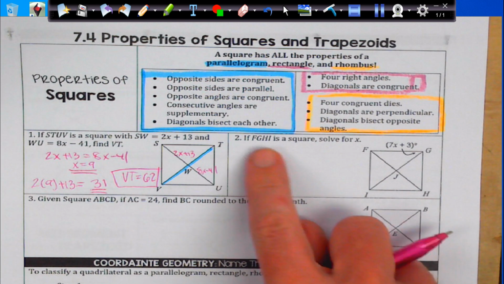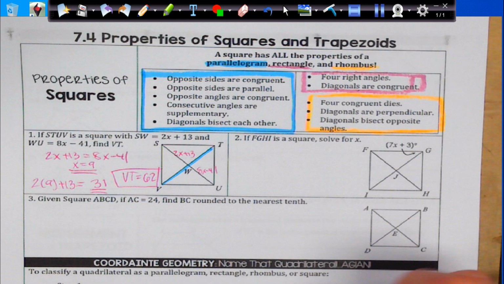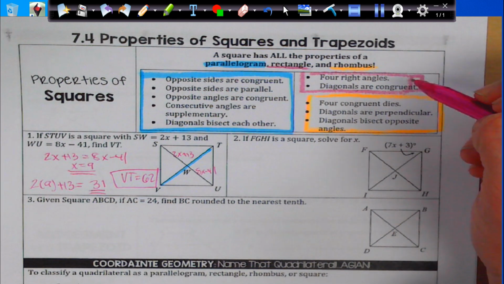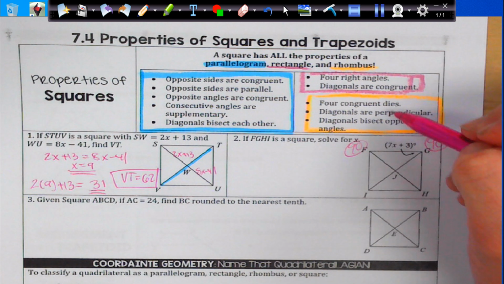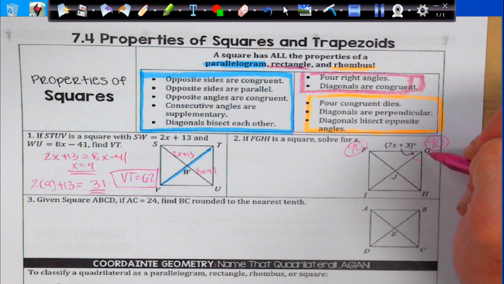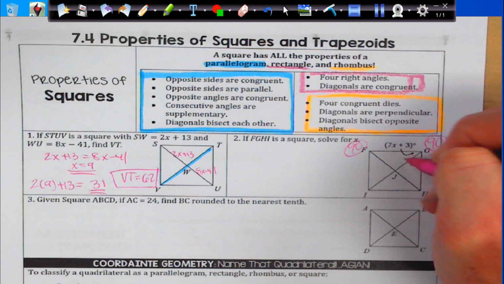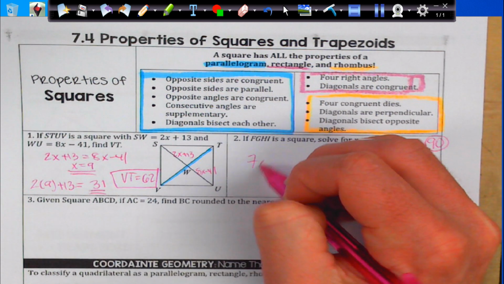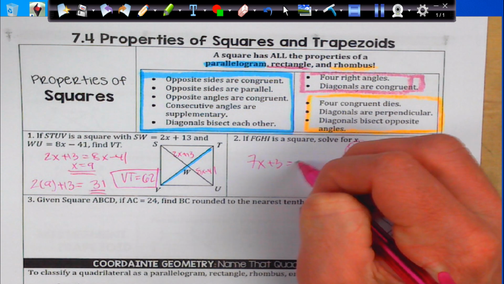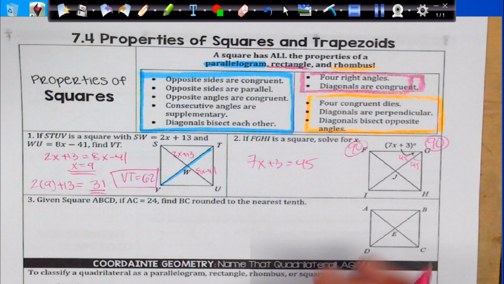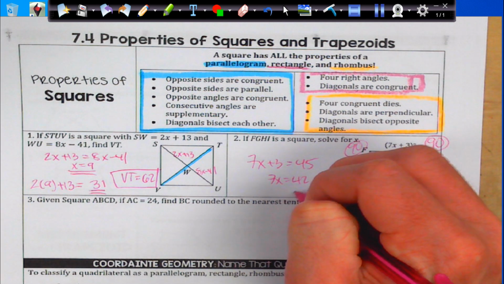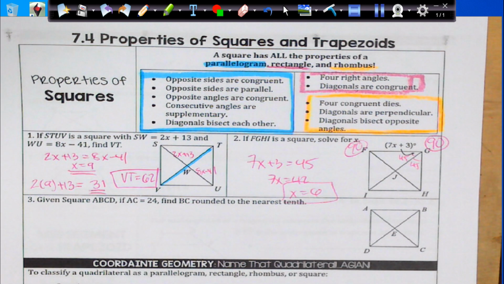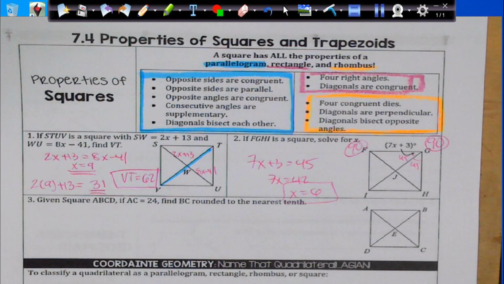All right, in a square, solve for x. So this one seems really hard, but remember, it has 4 right angles, so these are 90s. And the diagonals bisect the opposite angle, so these are congruent. Well, if you bisect a 90 in half, that's a 45. So it's always a 45. So you just basically get 7x plus 3 equals 45. And then you just solve from there. You subtract and divide, x equals 6. And that is it. Pretty simple, really.